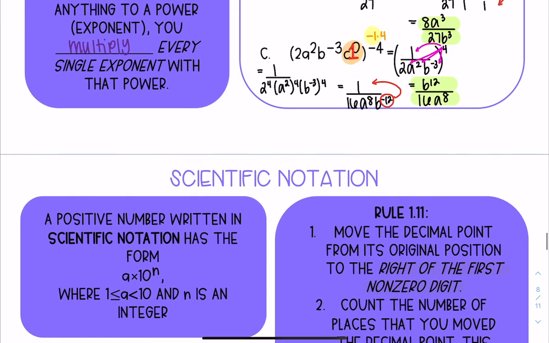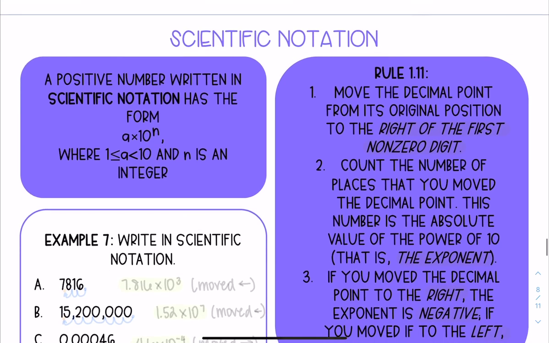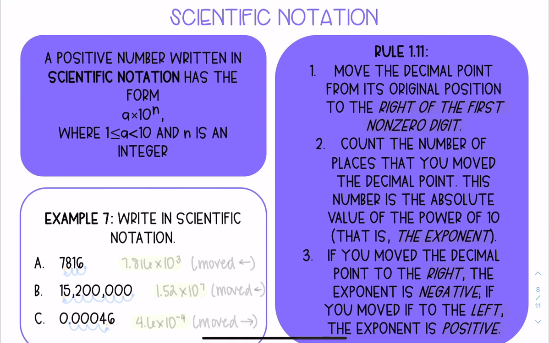And let's just talk a little bit about scientific notation. So a positive number written in scientific notation has the form a times 10 to the n, where 1 is less than or equal to a, which is less than 10, and n is an integer. So one more rule for you guys to memorize is Rule 1.11, which is how we convert decimal notation into scientific notation. So we'll move the decimal point from its original position to the right of the first non-zero digit.